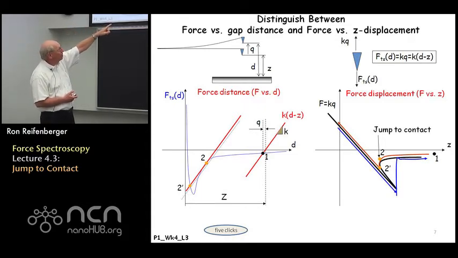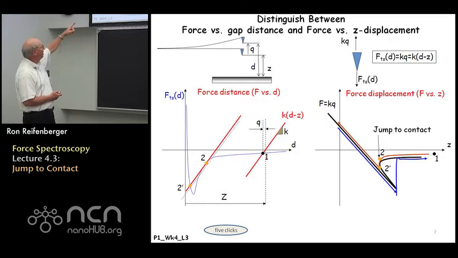In the experiment, that all occurs at the same value of Z, right? Of course, the difference between Z and D is the deflection of the cantilever Q. So the cantilever suddenly deflects. The position of Z in principle is the same, and D changes as a result.